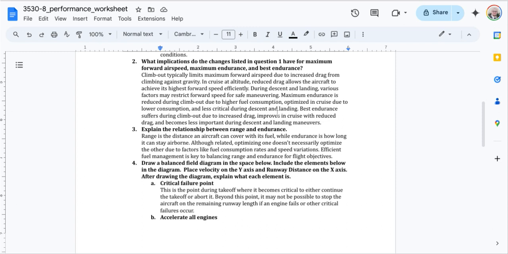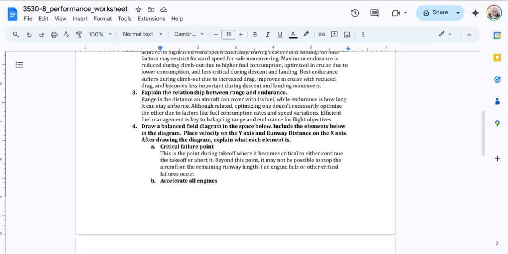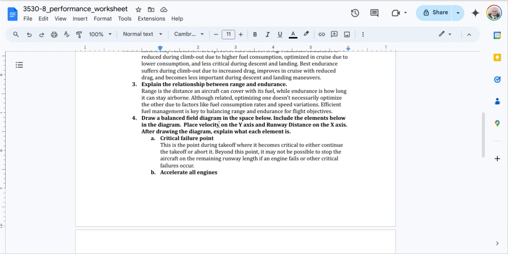And then best endurance is going to suffer the most during climb out because of that increased drag. The endurance is going to improve in cruise, and it's going to be less important as we descend to land, because we're no longer worrying about being up in the air for as long as possible.